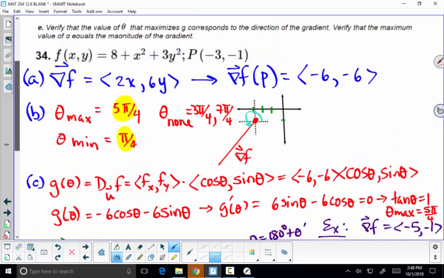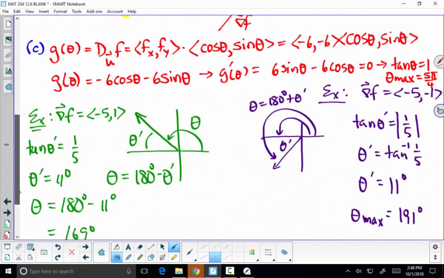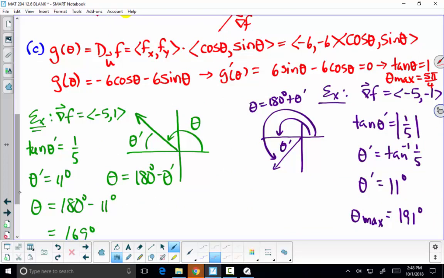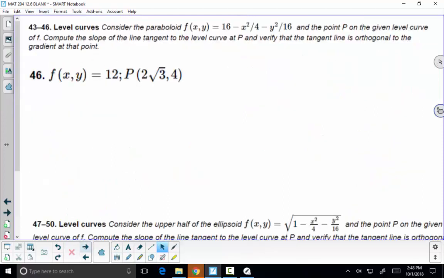Was there a D on this too? Yeah. Oh, and an E? Well, we just did D. Okay, phew. Verify that the value of theta that maximizes G corresponds to the, we already did that too. We just talked about it. There's no more space. There's got to be a way I can split a page, but I don't know how to do that. He's got some problems. There must be a way. But let's not figure that out now.